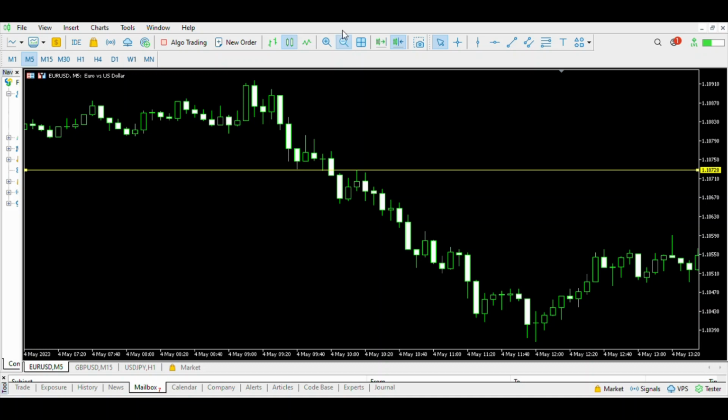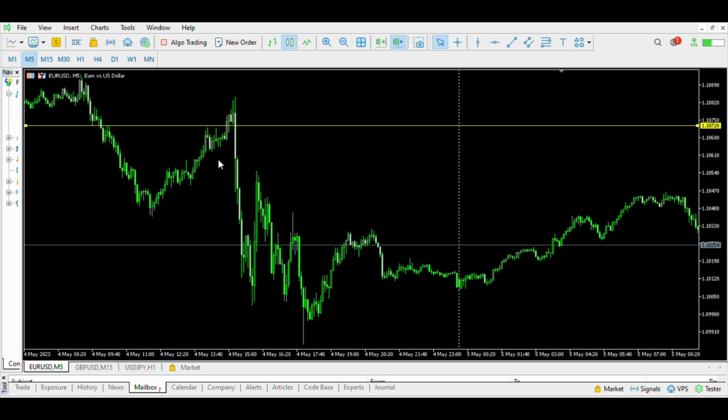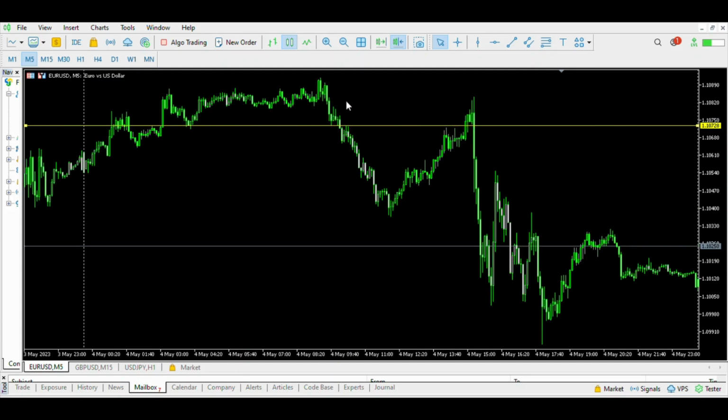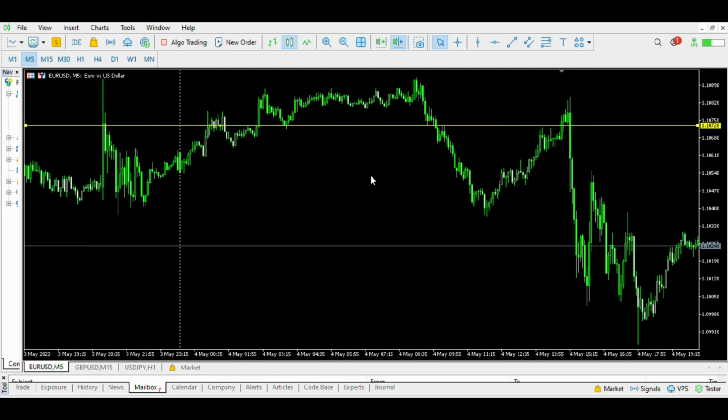The other way you could play it is to zoom out and look at where you are in price on the higher time frame and look at the next opposing force.